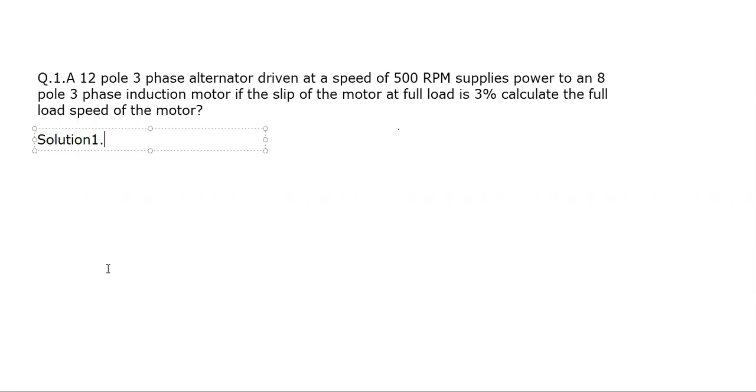Here, the motor speed which we have to find out is that of the induction motor. The supply to the three-phase induction motor is given via an alternator or a synchronous machine. The details of the synchronous machine are given. It is a 12-pole, three-phase machine running at a speed of 500 rpm. So when it is running at 500 rpm and the number of poles is given, we can easily identify the frequency at which this machine would be working.